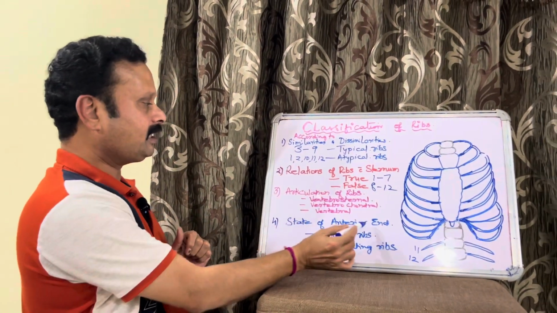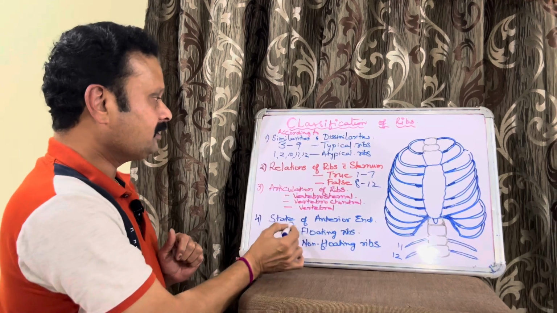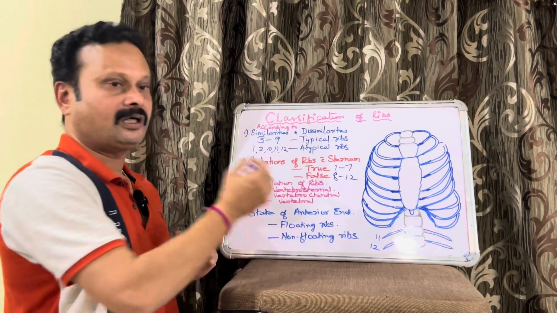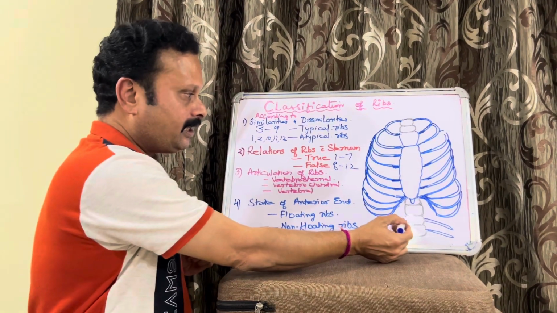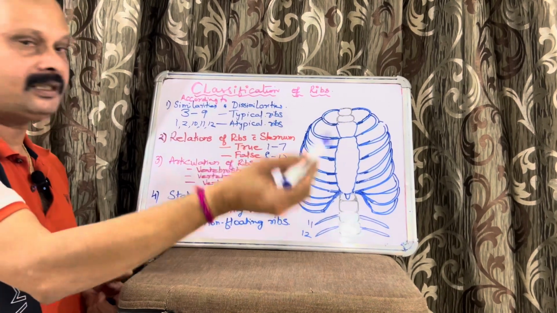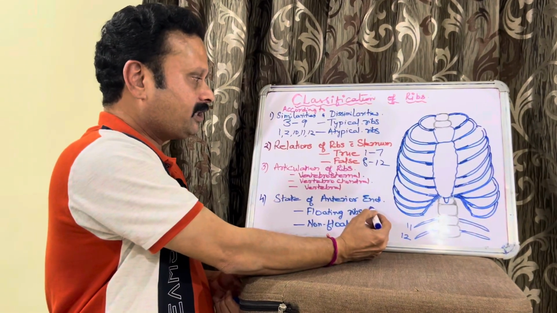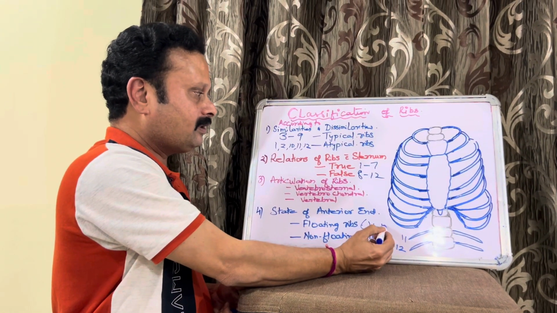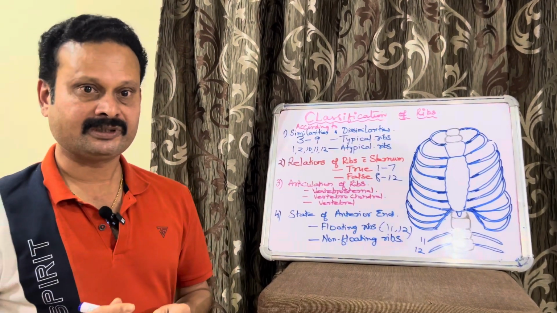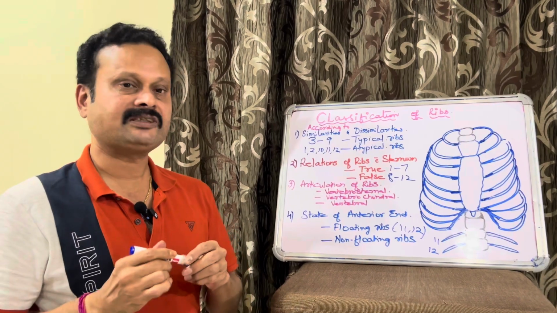The fourth classification is according to the state of the anterior end: floating ribs and non-floating ribs. The ribs whose anterior end is pointed and does not articulate with any other structure are floating ribs, that means 11 and 12, and the remaining 1 to 10 are non-floating ribs. So, this is all about the classification of the ribs.